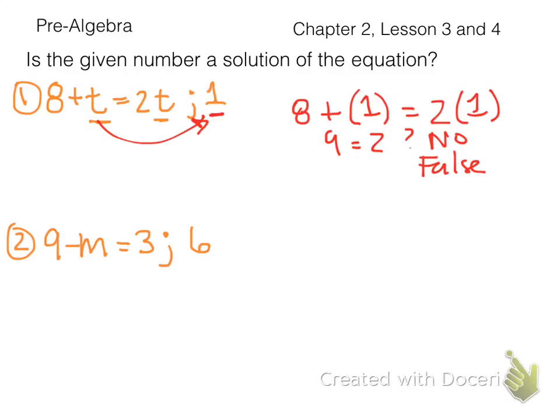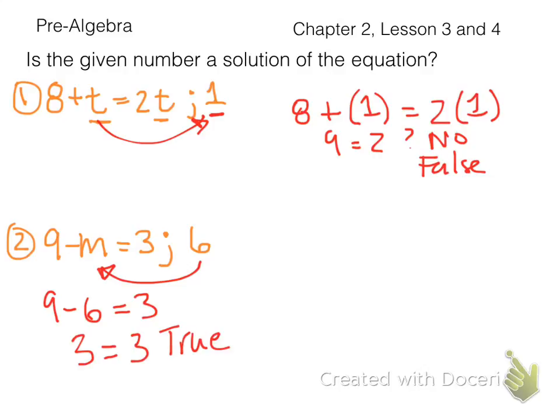All right, here's the last one. They want to know if I replace m with 6, do I get a true statement? Well, 9 minus 6 equals 3. Well, 9 minus 6 is 3. 3 equals 3, which means it's true, which means 6 is a solution.